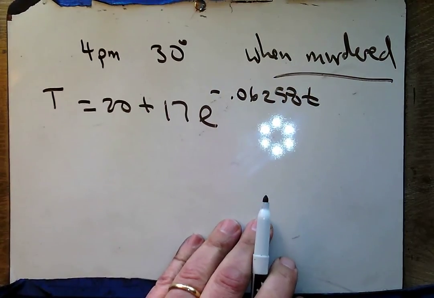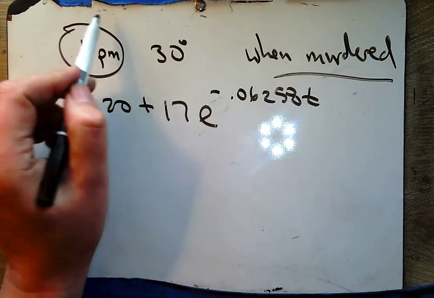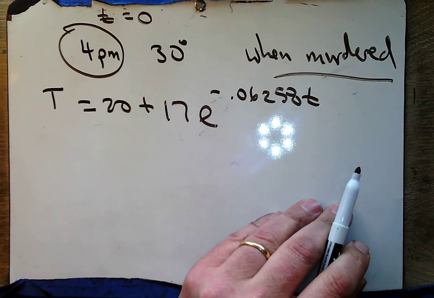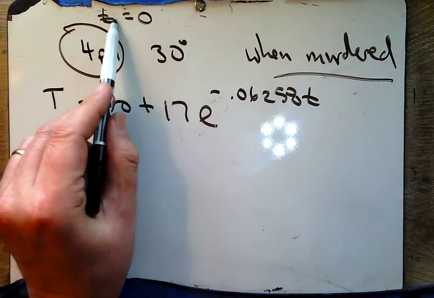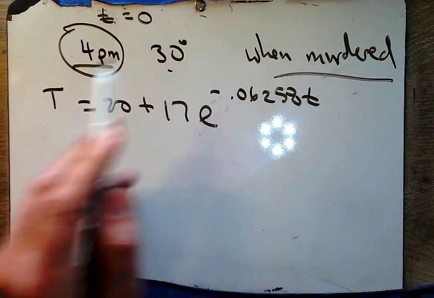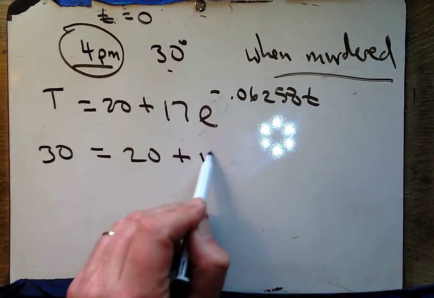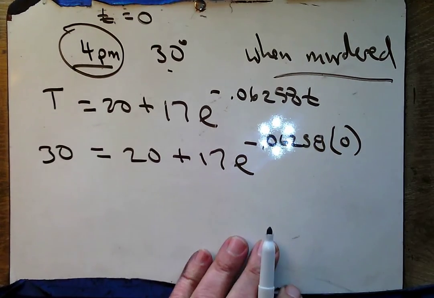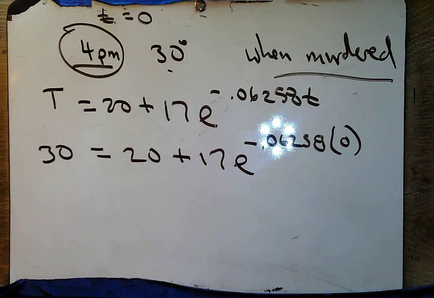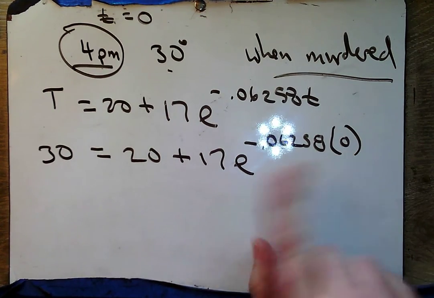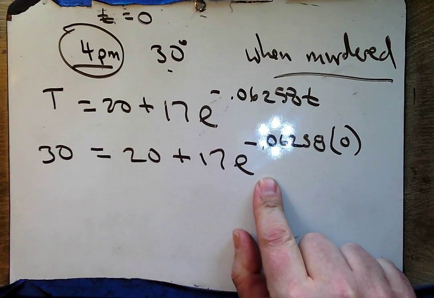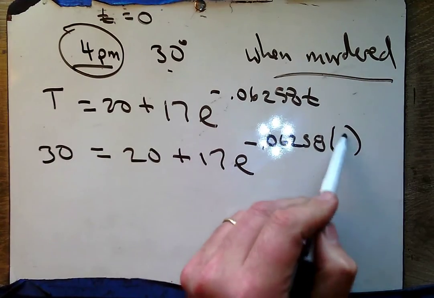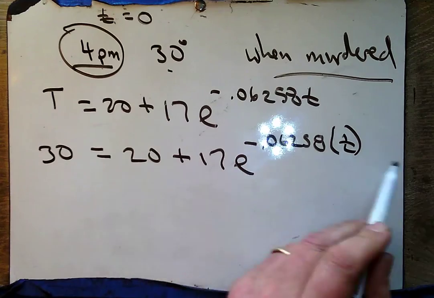e to the minus 0.06258 t. All right, so let's call this time equal to 0. I know it wasn't 0. Just humor me. Time equal to 0 is 4 p.m. The body has gotten to 30 degrees. So tell me why I wanted time equal to 0 to be 4 p.m. So that when I plug the number in here, all of this turned into 1. Wait, no, I'm supposed to solve for that. Oh, no, ignore it. Solve for t.